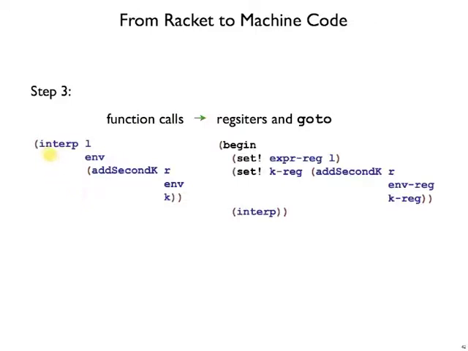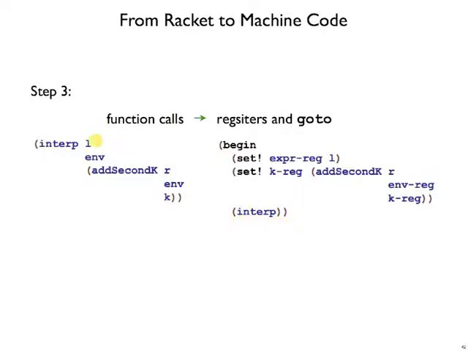So we're going to take a call like interp env add second k, and we're going to change that so that we go to interp just by calling it with 0 arguments. This is a fine approximation of machine code in Racket, because we know that a Racket tail call with no arguments is just like a goto. In any case, you'll be able to convert this to a goto at the end.